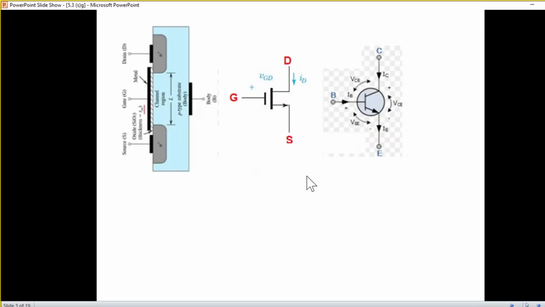For my ease, I've just turned this and related it with the equivalent diagram for the MOSFET. So you can see the gate is here, and then we have the drain at the top and the source at the bottom. If we relate this with the transistor, it will become easier to visualize: the transistor has emitter, base, and collector.